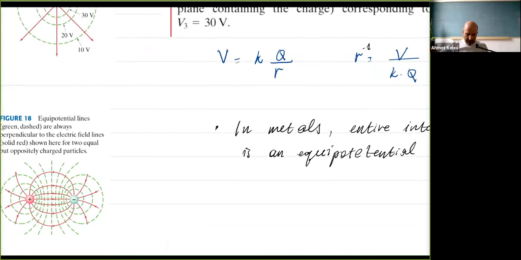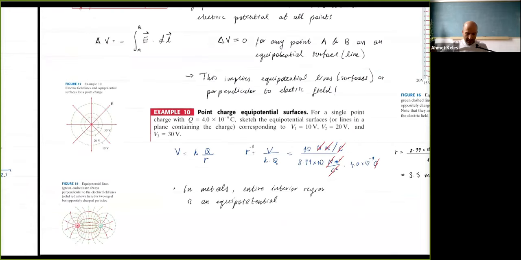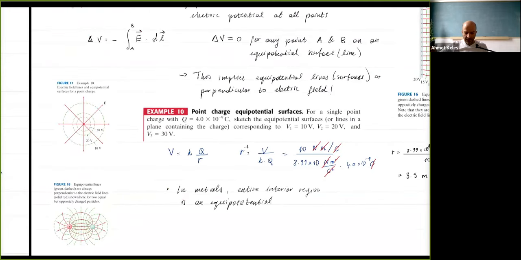So another interesting thing is that if you have metal, the entire interior region of a metal is an equipotential surface. Maybe it's like an equipotential volume, right? Because there could not be any potential difference within the metal. If there were, there would be charge flow and there would not be static equilibrium. So in the static case, the entire metal should be an equipotential.